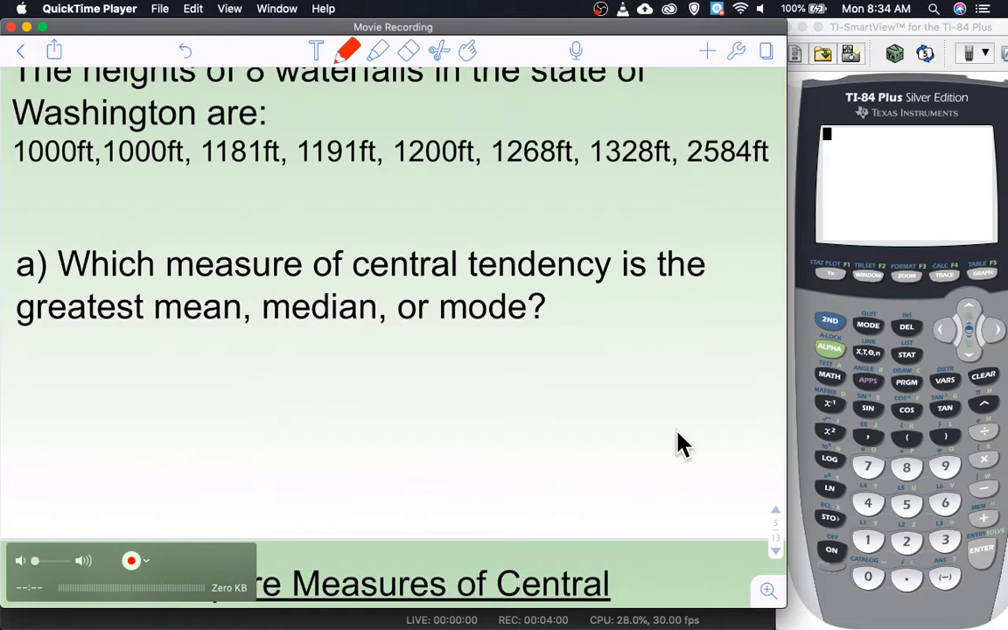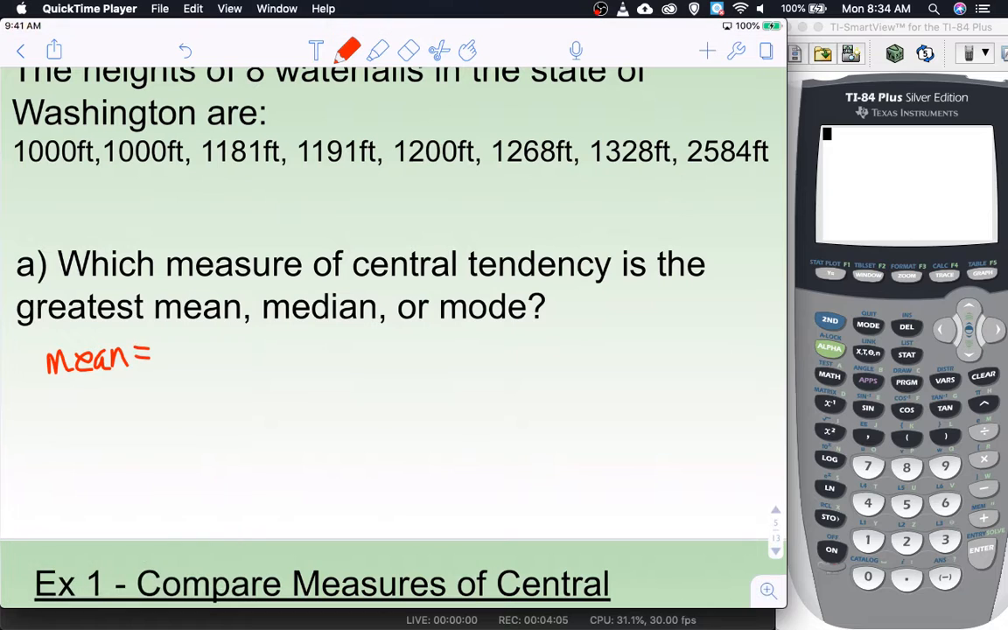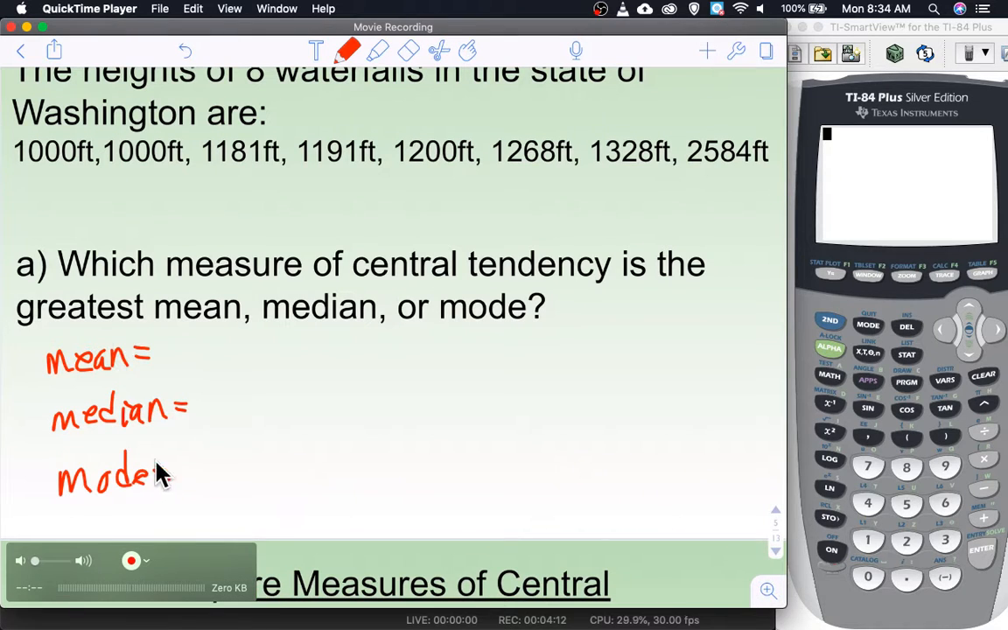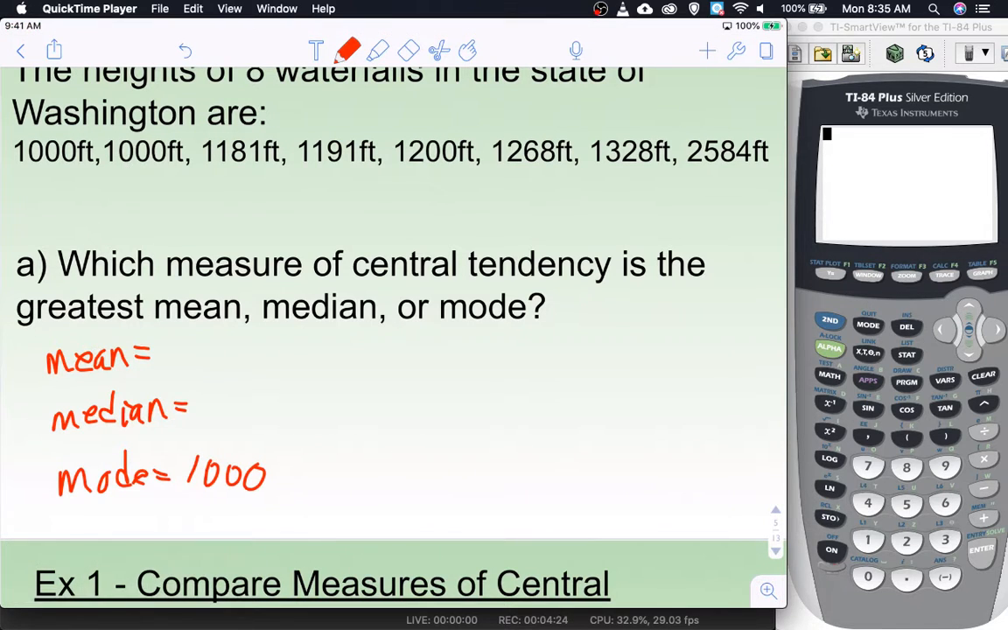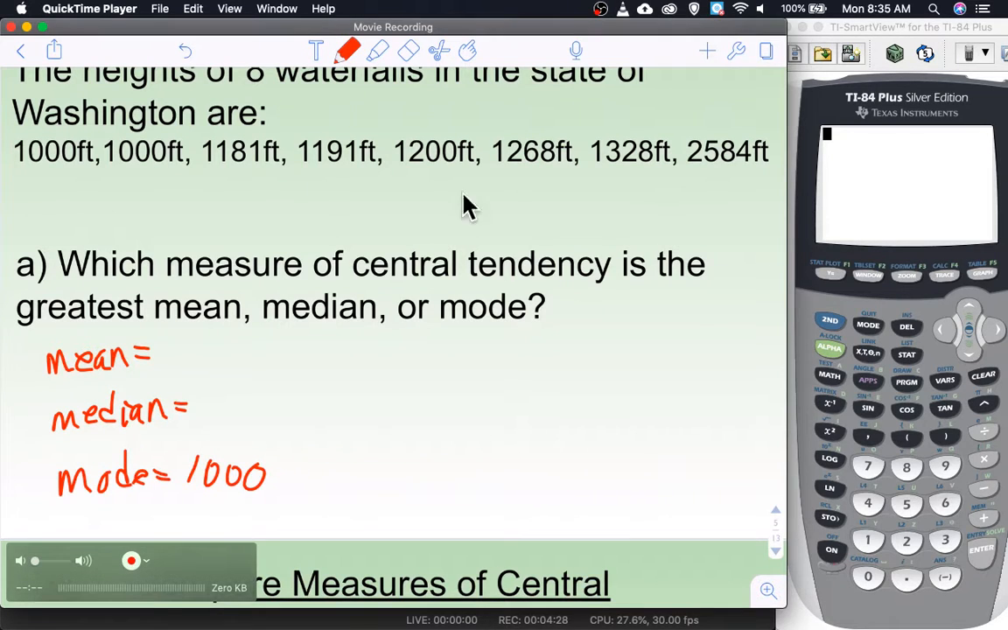You take your calculator and you find the mean, median, mode. So first, let me do mode since I'm here. The mode is the one that just happens the most often. Is there a number that happens the most? There you go. This 1,000 feet is the only one that happened more than once. You are allowed to have more than one mode. I can have modes of 1,000 and 2,000 or 1,268 if there's another one there.